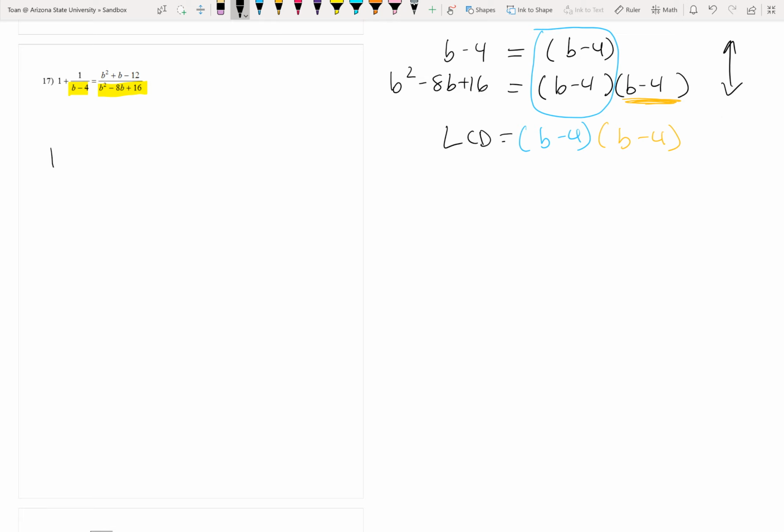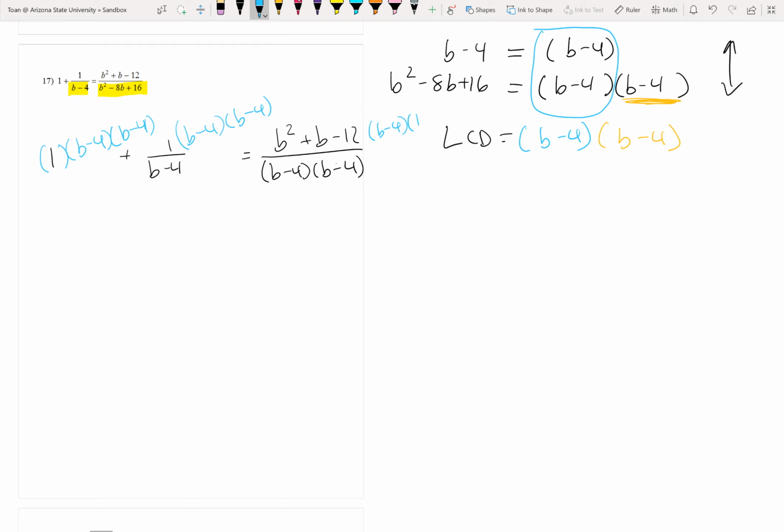Rewrite the problem. Put yourself some spaces in between each term. And write down the denominators in factored form. So instead of writing b squared minus 8b plus 16 over here, I'm going to write b minus 4, b minus 4. And then go ahead and multiply every single term by the LCD. So this guy gets times b minus 4, b plus 4, or excuse me, b minus 4, b minus 4. They're both minuses. Separate the scratch work here.